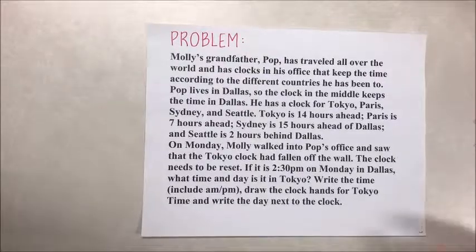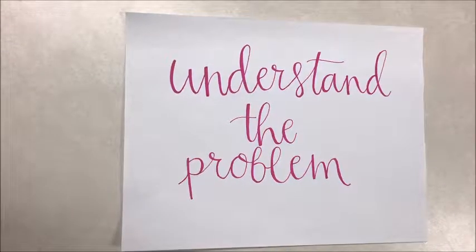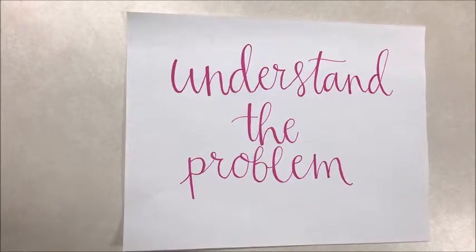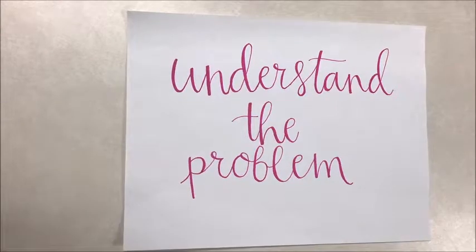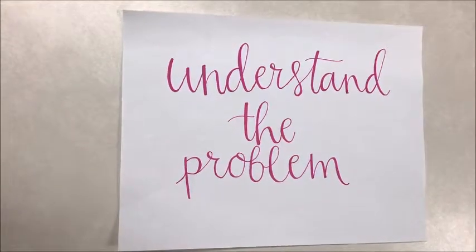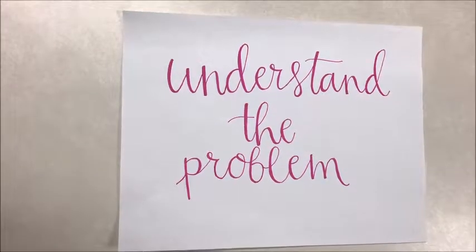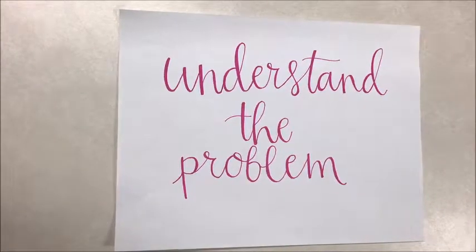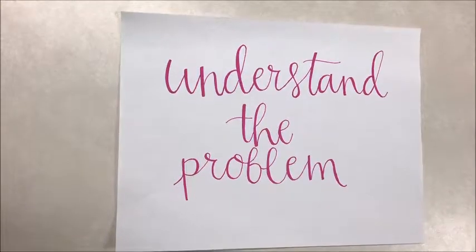Write the time, include AM or PM, and draw the clock hands for Tokyo, and write the day next to the clock. Next, let's understand the problem. There are 5 clocks on the wall, each with different times for different places Pop has traveled, and one for Dallas, where he lives now. We need to help Molly reset the clocks according to the correct time and date in that country.